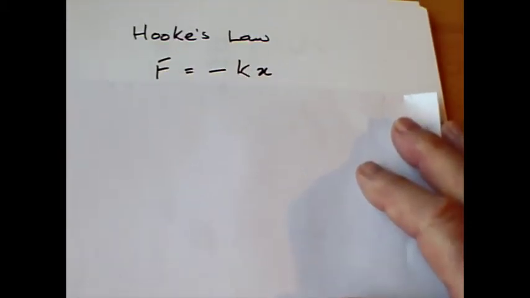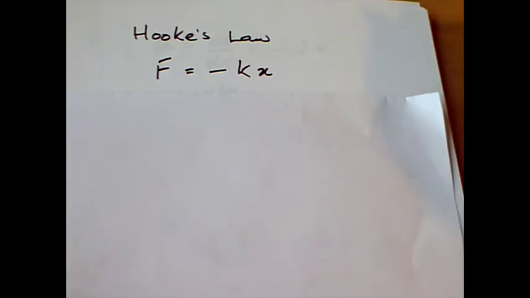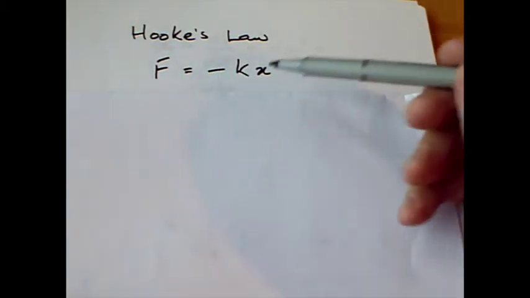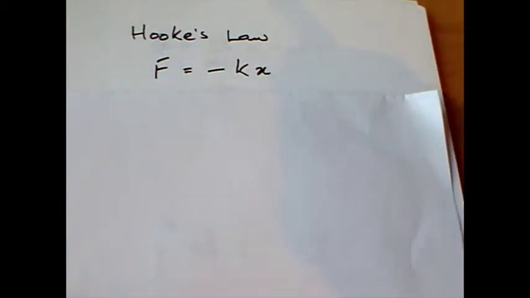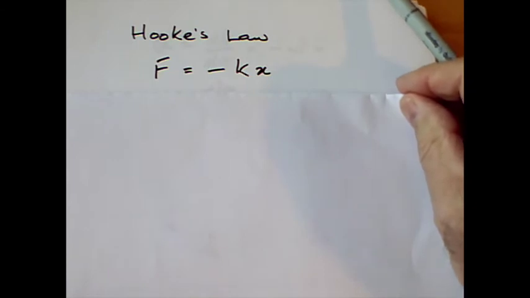Hooke's law tells us F equals minus k times x. F is the force inside a spring or string, minus means it's a restoring force, x is the extension, and k is a spring rate that will tell us how strong the spring or string is.